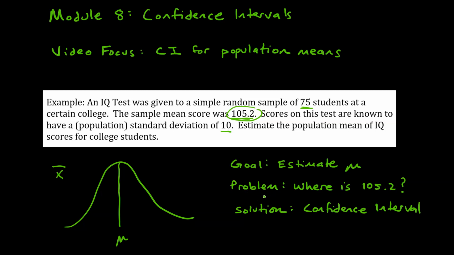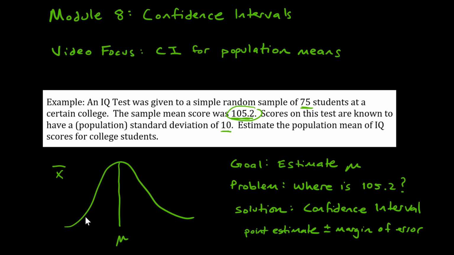And our way around this problem is to quite literally provide a margin of error on either side of 105.2 and create what we call a confidence interval. And so a confidence interval is going to be starting with a point estimate and then adding and subtracting a margin of error to that point estimate.